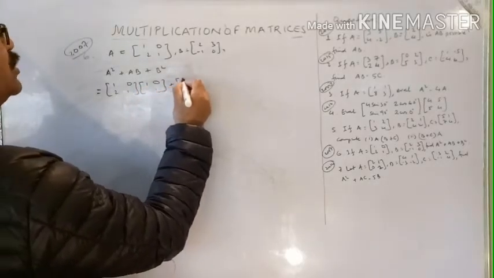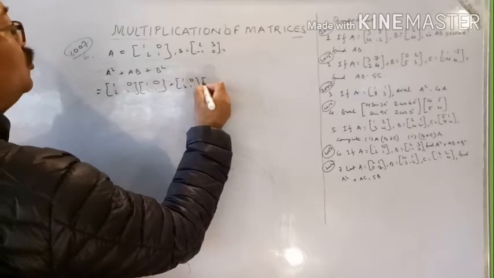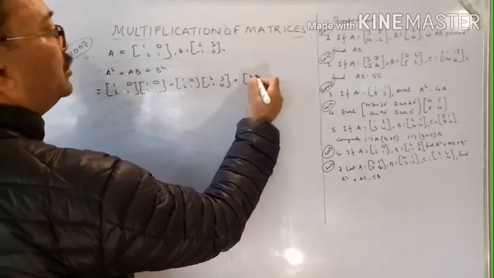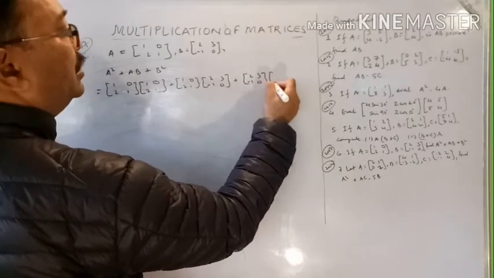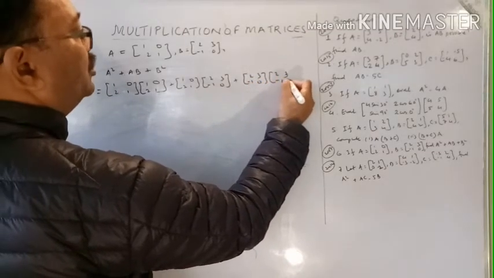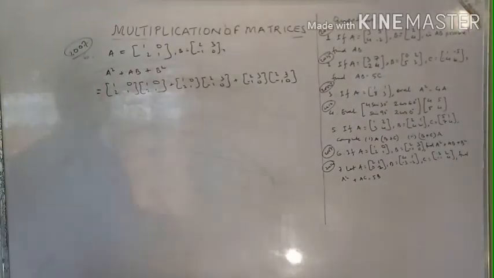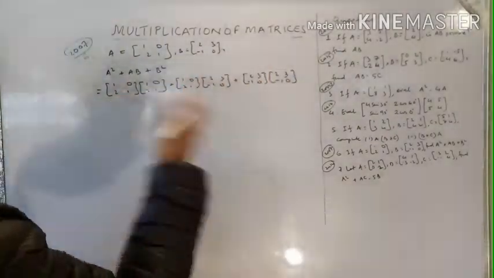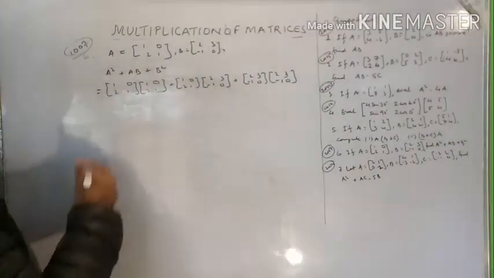Then AB is 1, 0, 2, 1 into B is 2, 3, minus 1, 0 plus B square is 2, 3, minus 1, 0 into 2, 3, minus 1, 0. Twice you have to write. Okay. So it's just to multiply these two matrices in this case here and then add 3 matrices again.